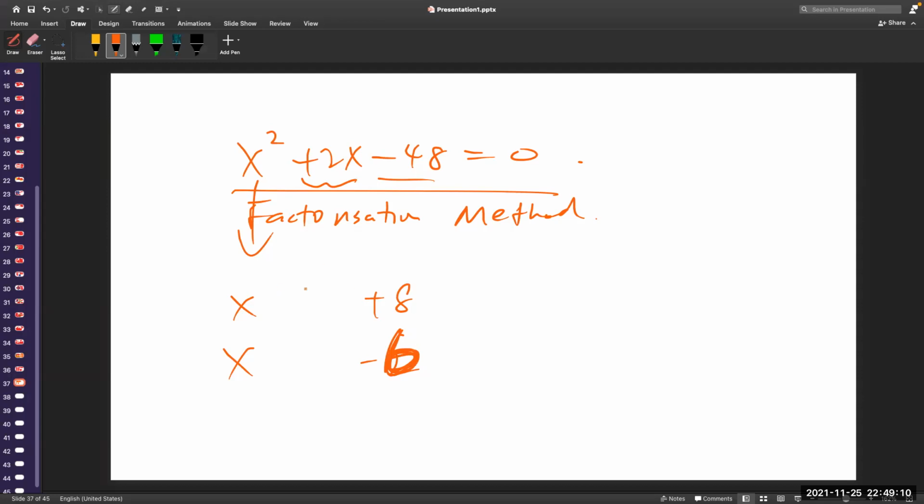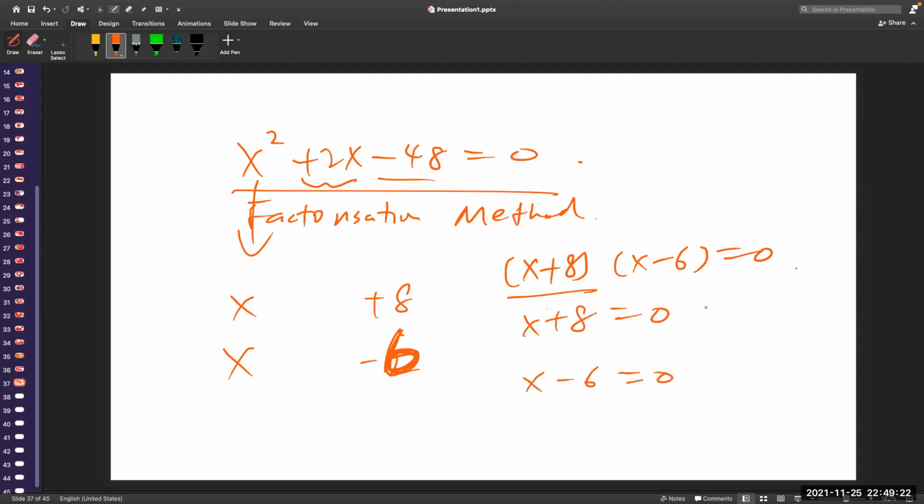And then you will get this equals to 0. And then you get this equals to 0. And then you end up with 2 answers. So x equals to minus 8, and then x equals to 6. And then of course you need to read the question.